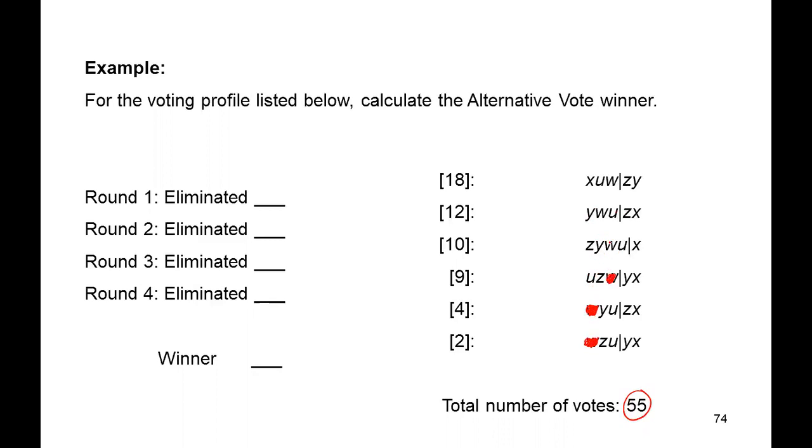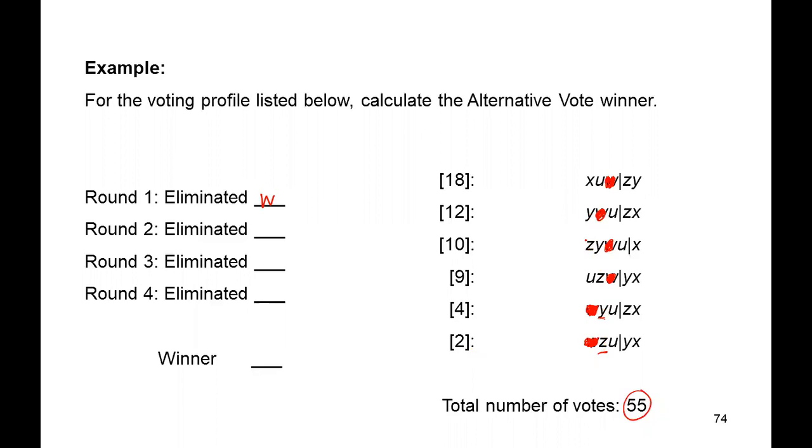We eliminate W, and W was the first choice for 6 voters. For 4 voters, those top votes will go to Y, and for 2 voters, those votes will go to Z. Do we have a majority winner now? W is eliminated. Well, still no, because Y got 4 more votes, so Y has 16, Z got 2 more votes, so now 12. Still, there is no candidate with 28 votes.